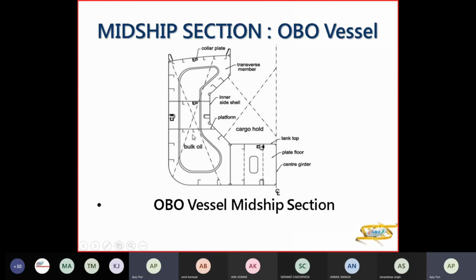So this is the midship section of an OBO where you have the collar plate here, the transverse members here, the longitudinals here. Now this is longitudinally framed because these are pretty long. So they'll have longitudinals on the sides, on the deck, in the bottom. That's the tank top, and then you have the center girder and the plate floor. You will have the stringers, you can have the platforms inside this space here. Here you have oil.